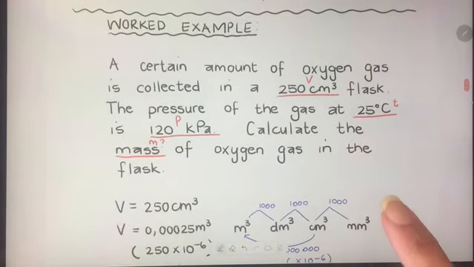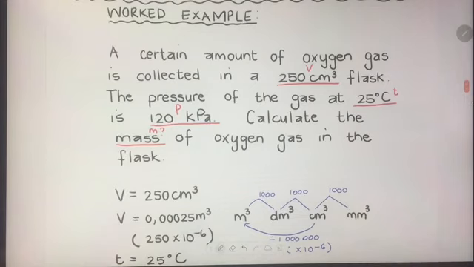A certain amount of oxygen gas is collected in a 250 cubic centimeters flask. The pressure of the gas at 25 degrees Celsius is 120 kilopascals. Calculate the mass of oxygen gas in the flask.